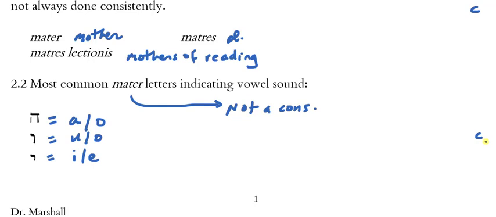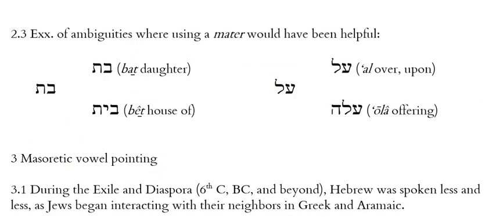When we come to how to transliterate a mater, you'll see that we're not actually using an H, W, or Y symbol as we have done when our English transliteration was used for those when they represent consonants. Now let's look at some examples of some ambiguities where using a mater in the consonantal text might have been actually helpful for somebody reading the Hebrew Bible.